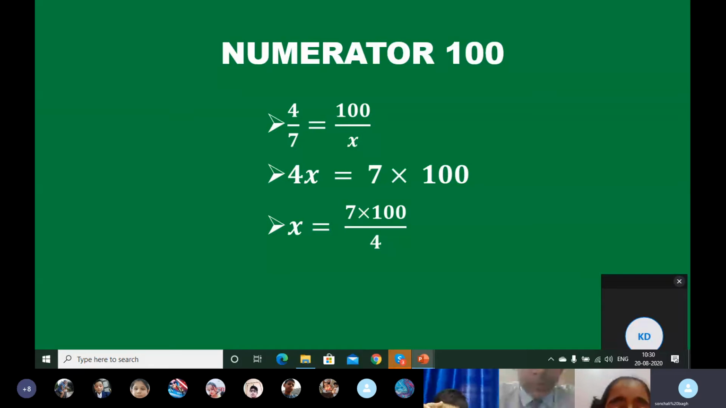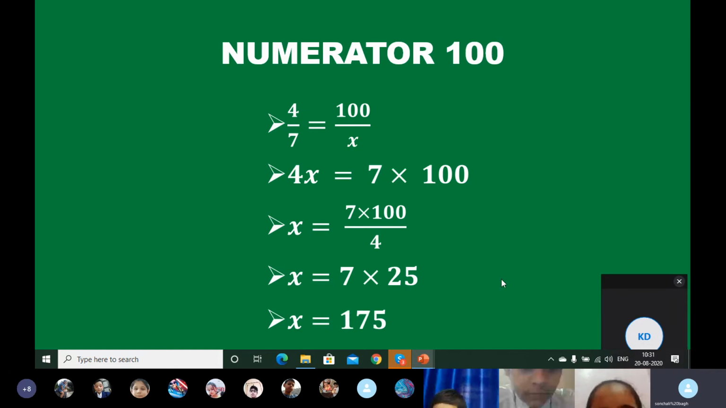Now what will we do? We will simplify it. You have learned simplification. We can cancel 4 by 1, and 4 25s are 100. So we are left with 7 into 25. That means x is equal to 175. Copy it down.